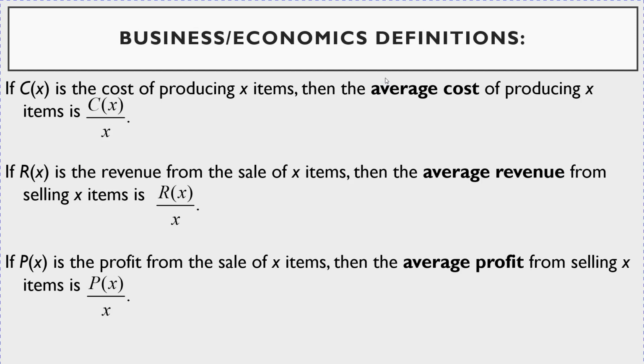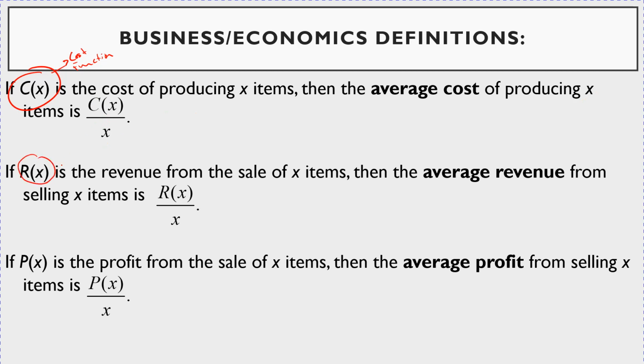So just some definitions. We're going to define this function C of x. The function C is a function of the x variable, and it's the cost of producing x items. So C of x is the cost function. Then the average cost: if you're going to produce x items, you would just take that cost function and divide by x. So that's the average cost function.